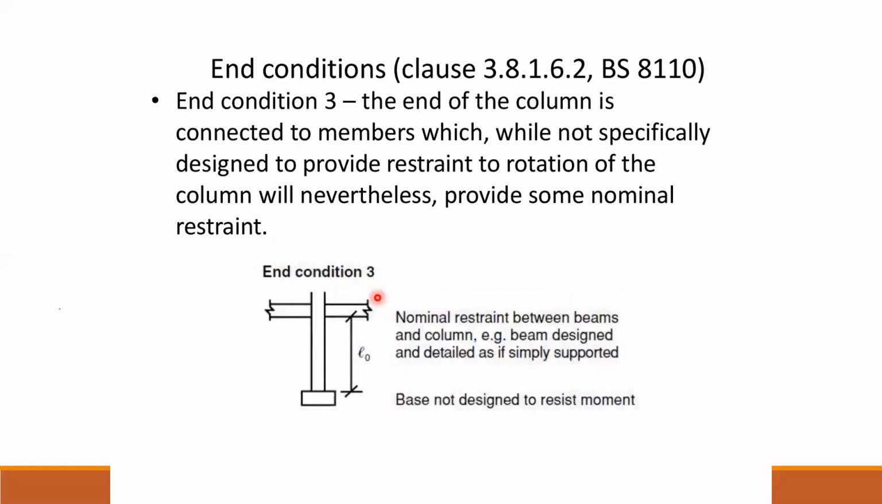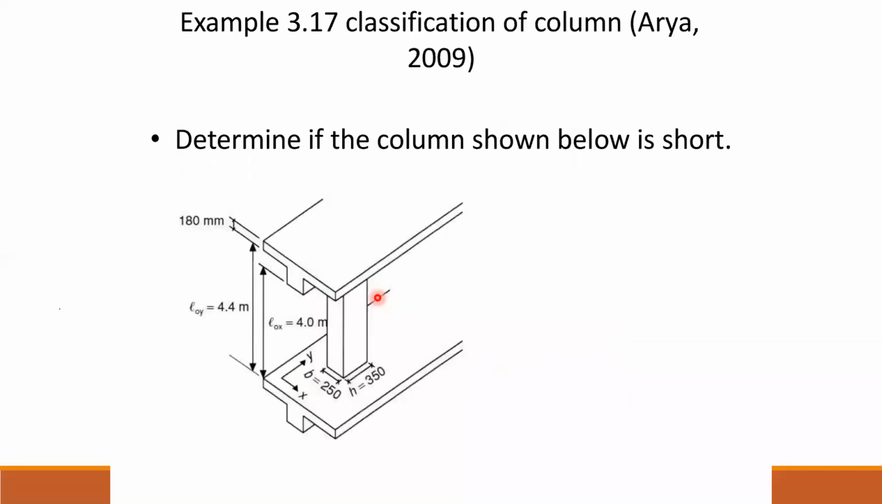End condition 3 is a very easy one. That is normally where the connection is not monolithically cast, and it can have relative moments and relative rotations and displacement at the point of the column considered. Also, none of these connections have been designed to take care of the flexural moment. So it means it is like a simply supported end. Then you have to think about end condition number 3. So let's quickly do this classification.